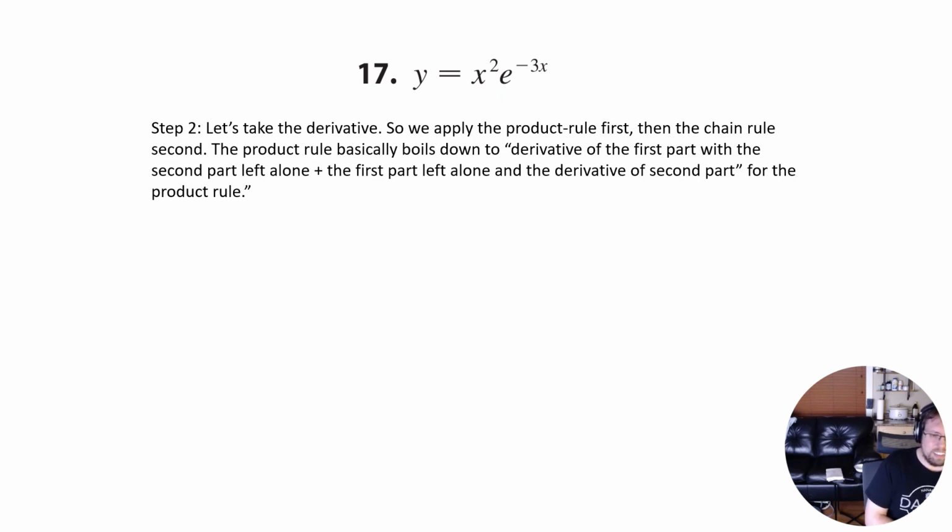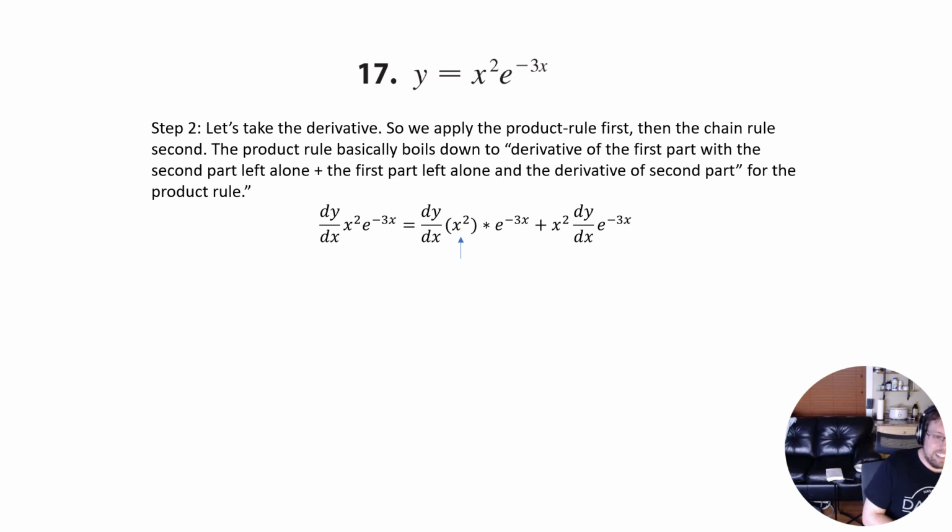First, we're going to apply the product rule, and then we're going to apply the chain rule. The product rule is basically derivative of the first part, with the second part left alone, plus derivative of the second part with the first part left alone. Sorry, I hope I said that right. Anyways, what's written on the screen.